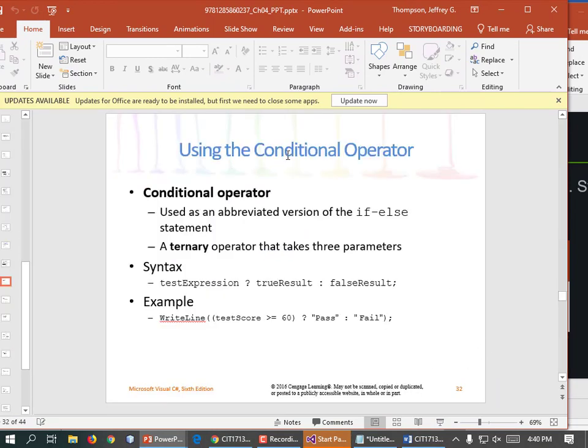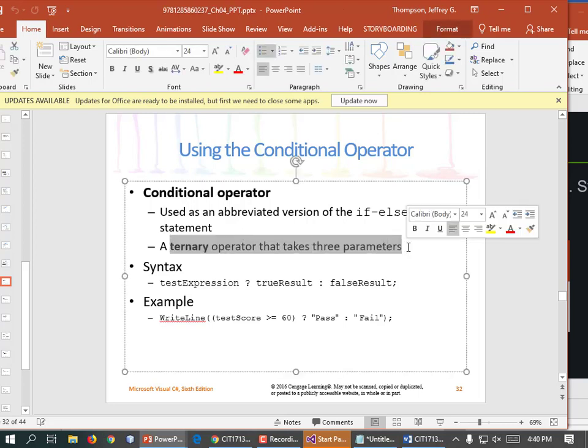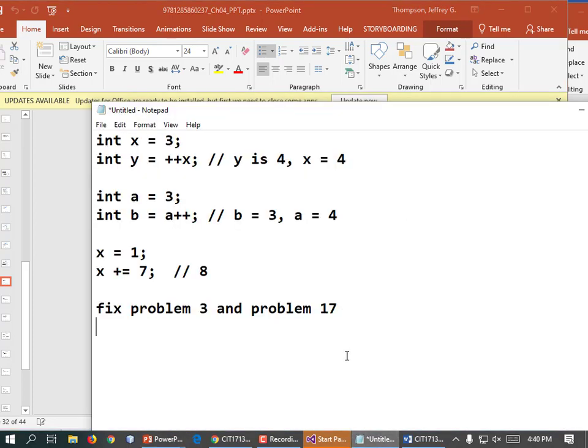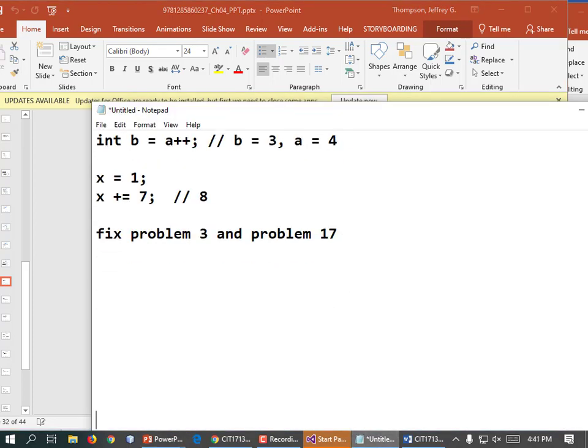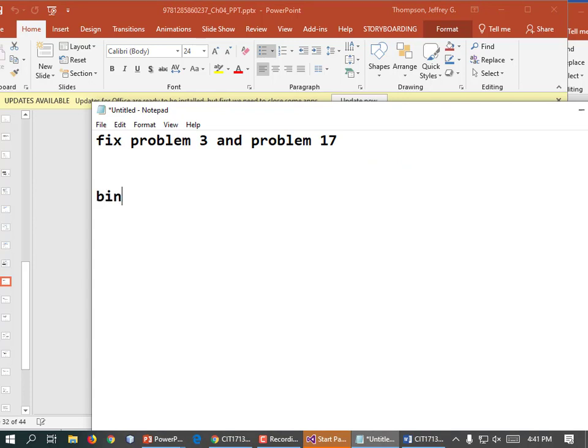So the conditional operator, some people call it the ternary operator because it is the only ternary operator. All right, what does ternary mean? Well, if we remember what a binary operator is, it's one that takes two pieces of data in order to do its job. Almost everything is a binary operator. Plus and minus and multiplication and division and the equal sign and the double equal sign. Why do I say it's a binary operator?